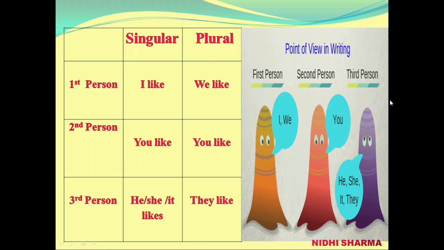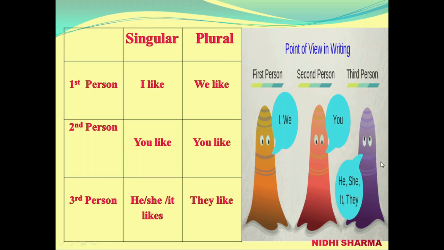So now children, we have already learnt about the first person, second person and third person in our previous videos. Let me just brief you once more that first person is I and we, second person is you and third person is he, she, it and they. So here let us see this table. I like. This is first person singular, plural is we like, second person you like and again plural is you like. Third person is he, she, it likes and plural is they like.